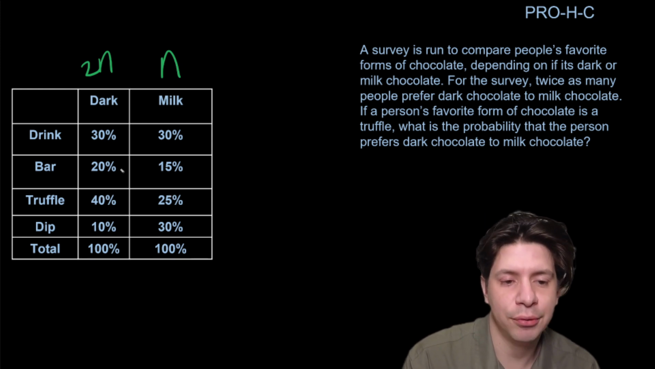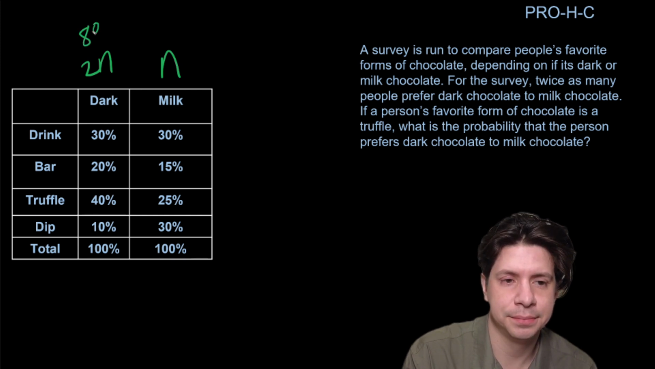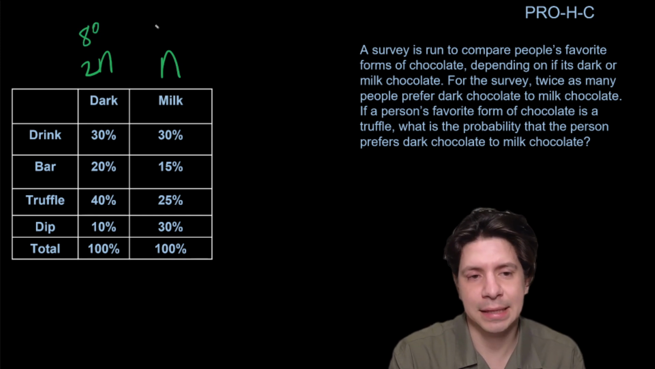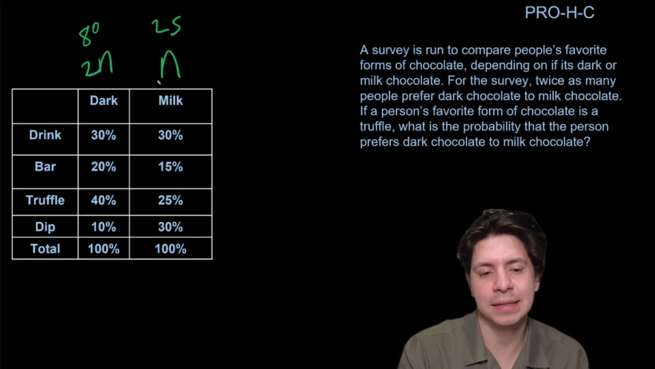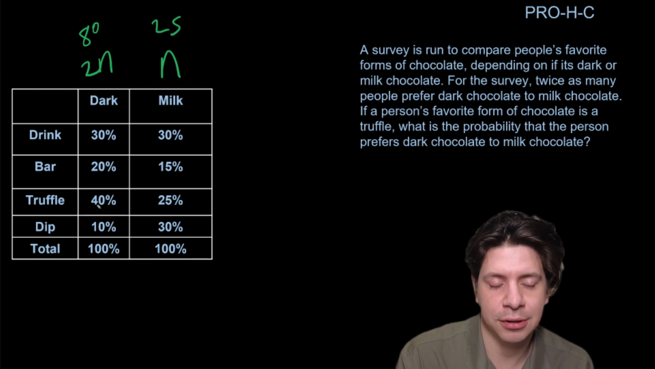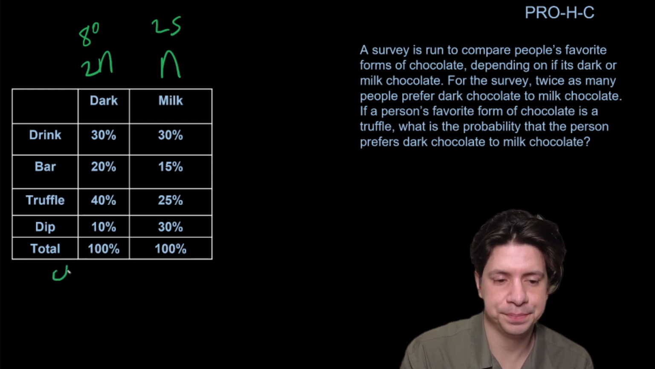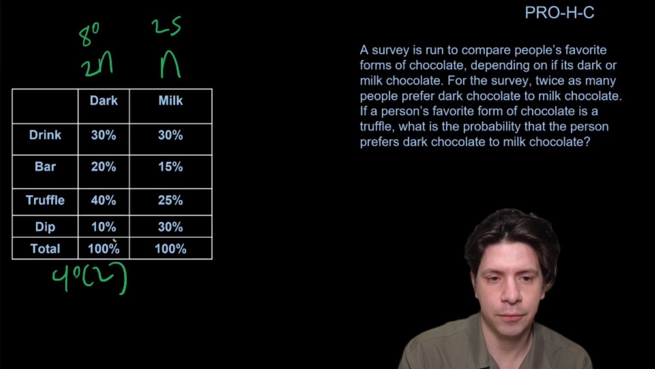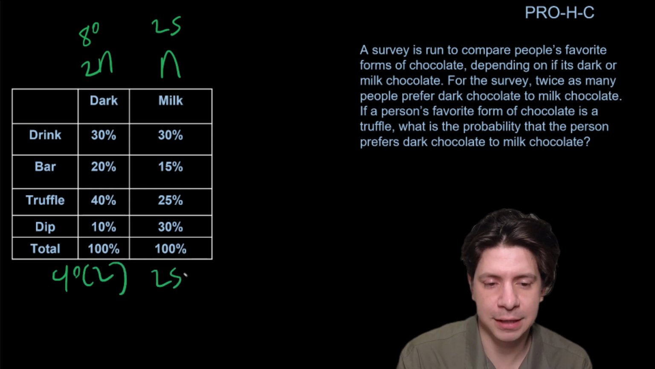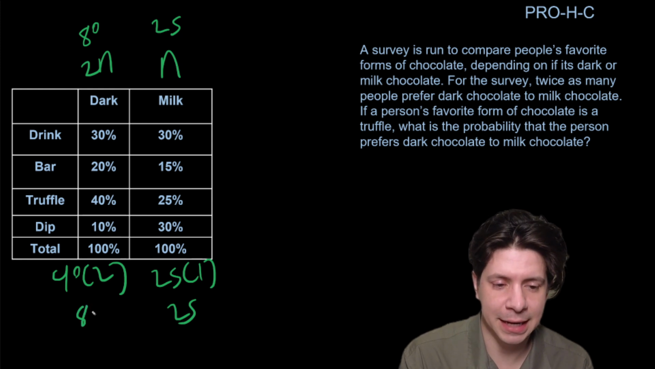But when we double it, this is going to be 80. And this one will still be 25. Why is that, right? Because there's twice as many people who like dark chocolate. So it's 40% of a doubled number. It's going to be doubled. So it's going to be 40 times 2, whereas the other one will be 25 times 1. And that gives us 25, and that gives us 80.